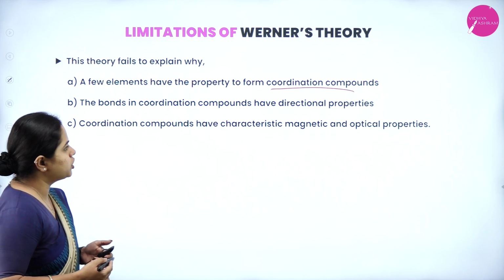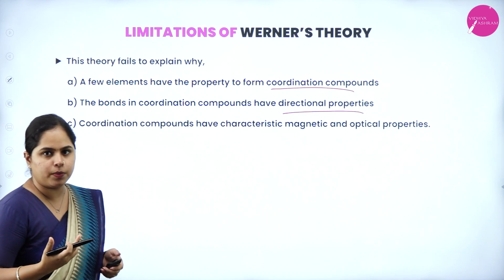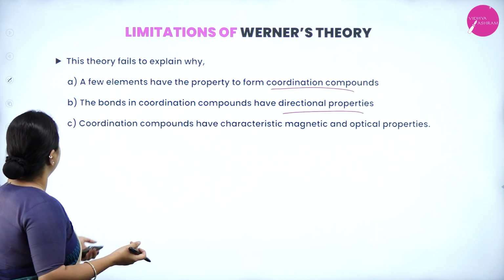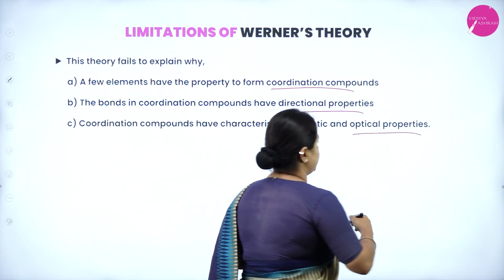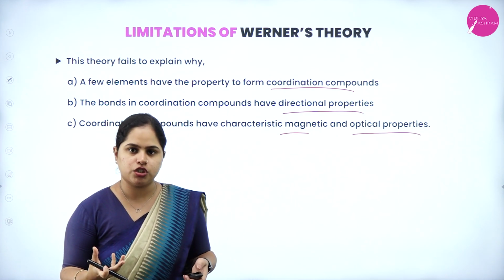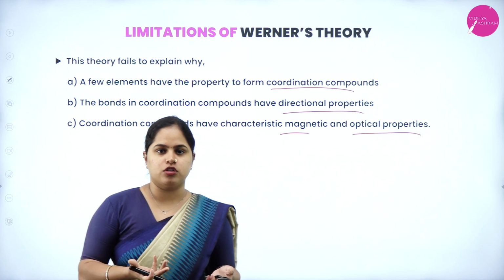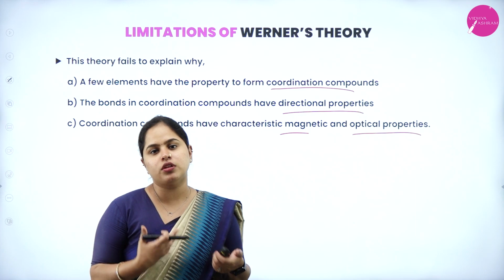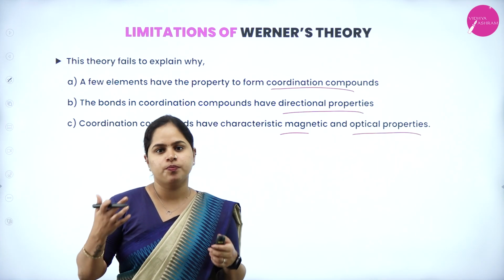The bonds in coordination compounds have directional properties. So just now we discussed directional properties are there, right? Regarding that, no explanation was given. And coordination compounds have characteristic magnetic and optical properties. So based on the coordination compounds and their oxidation number, we can calculate the magnetic property also, whether it is diamagnetic or paramagnetic, right? Regarding that also, there was no explanation given. So because of these reasons, Werner's theory was discarded.